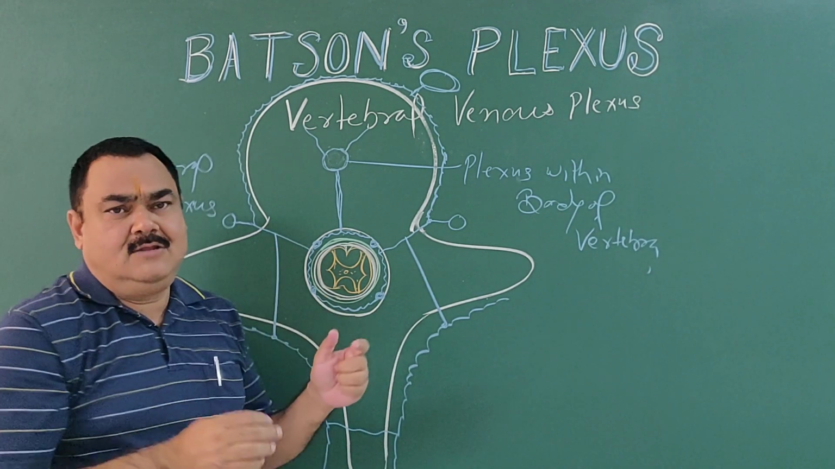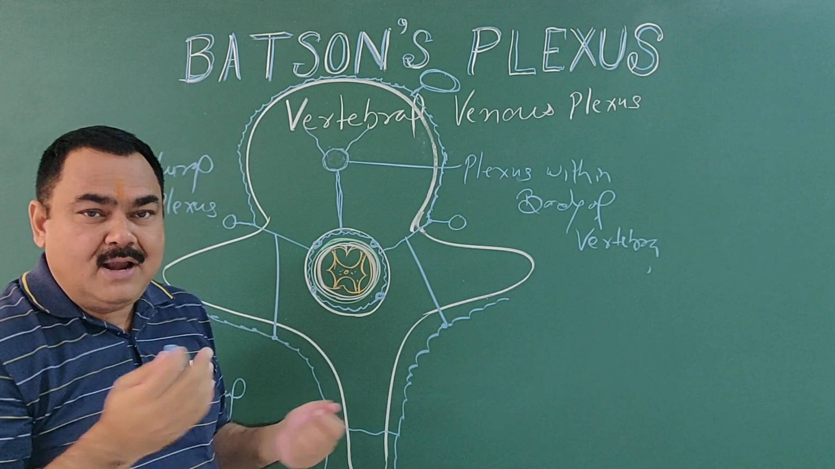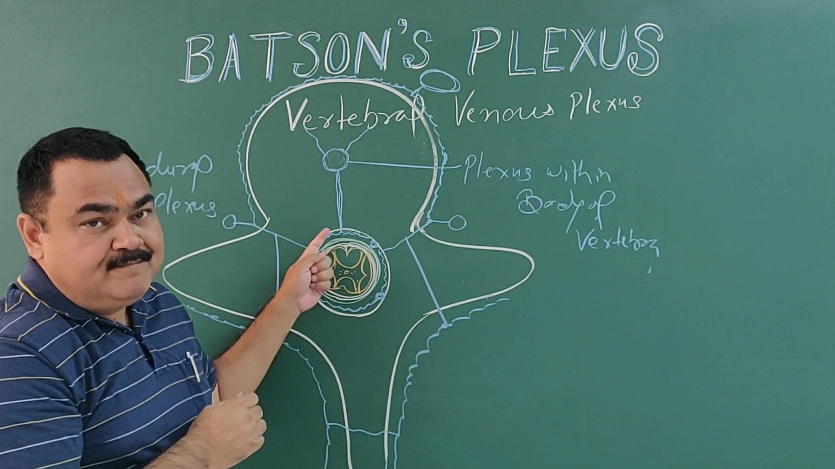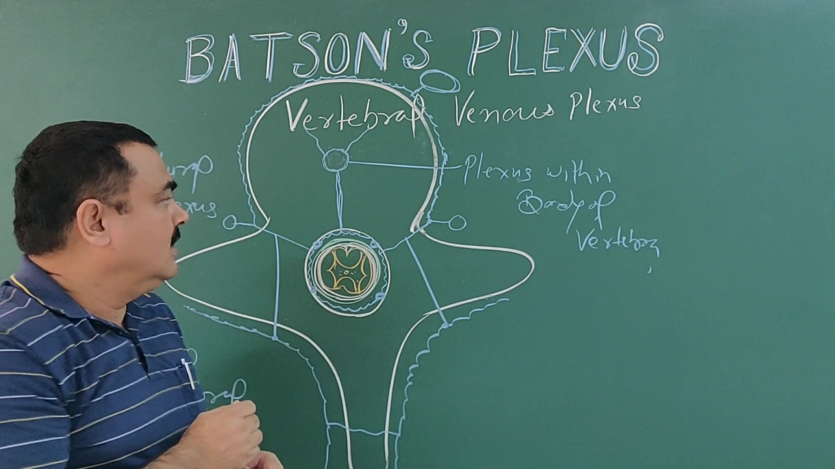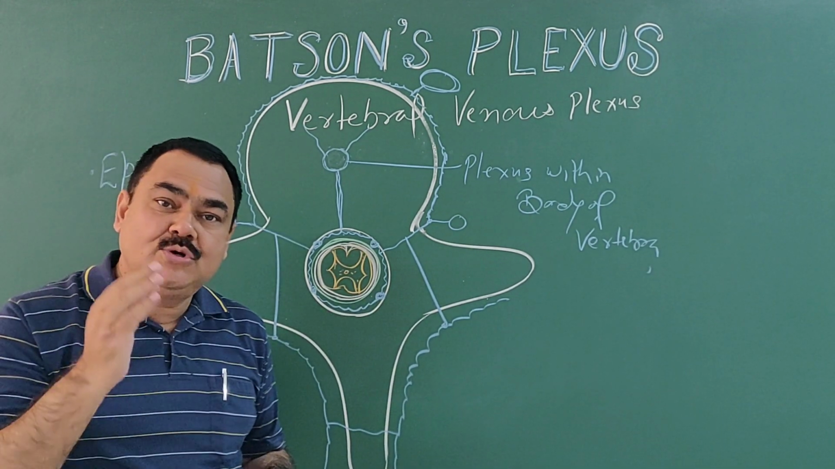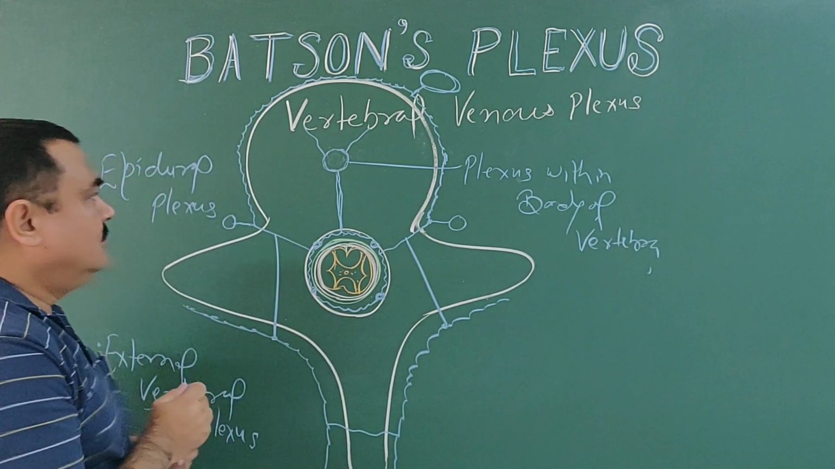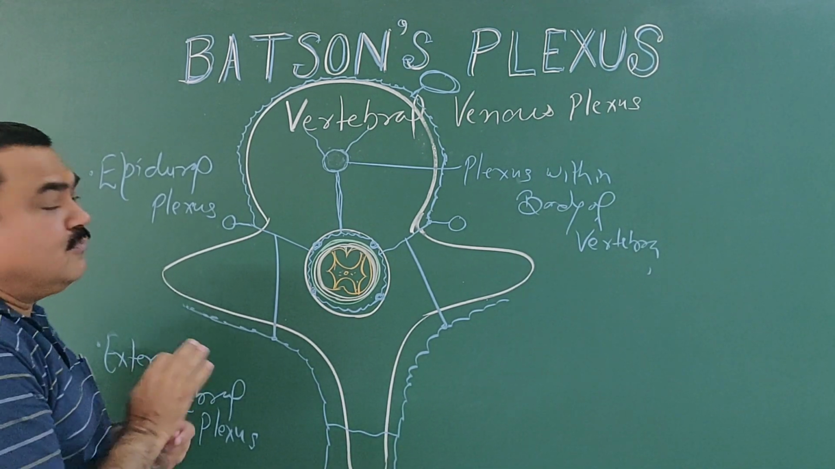Same thing in the thoracic region: if there is any carcinoma, sometimes carcinoma of the lung or empyema also extends into the vertebra, and from the vertebra it goes into the cranial cavity. So this is the Batson venous plexus. This is clinically very important.